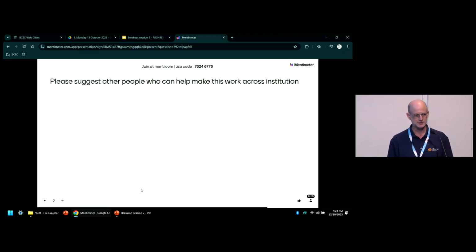So this is one of the questions where we're hoping that you might be able to suggest other people that we could work with. Sorry, there should be an S. There should be across institutions. Typo on my part. If you want to suggest anybody publicly, please do. If you want to suggest anybody in the notes, that's fine as well. And if you want to email any of us with any suggestions, that would be fine as well.